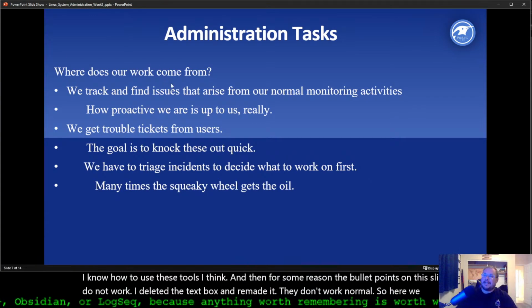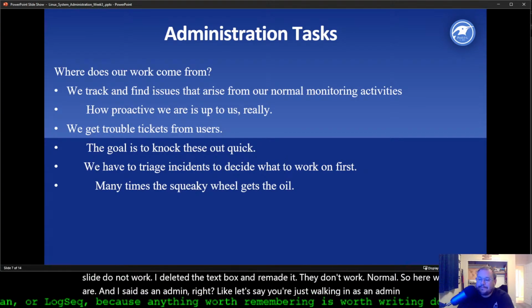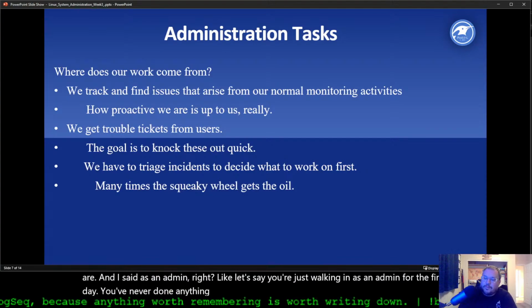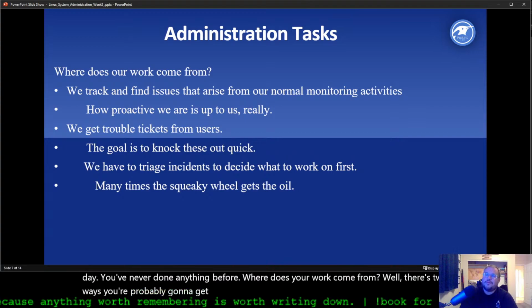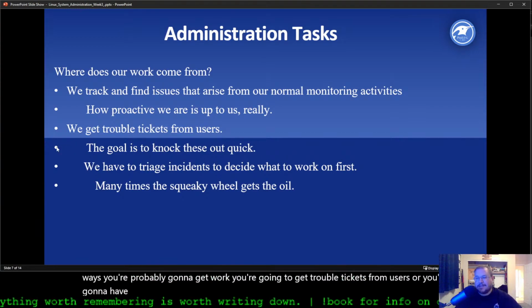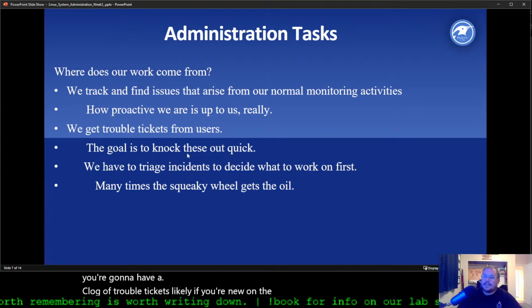And I said, like, as an admin, right? Let's say you're just walking in as an admin for the first day. You've never done anything before. Where does your work come from? Well, there's two ways you're probably going to get work. You're going to get trouble tickets from users, or you're going to have a backlog of trouble tickets, likely, if you're new on the team. The goal is to knock these out quick.